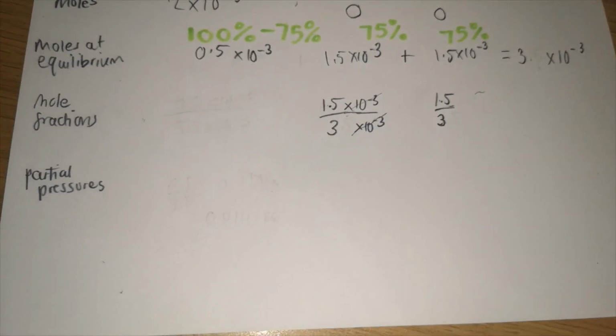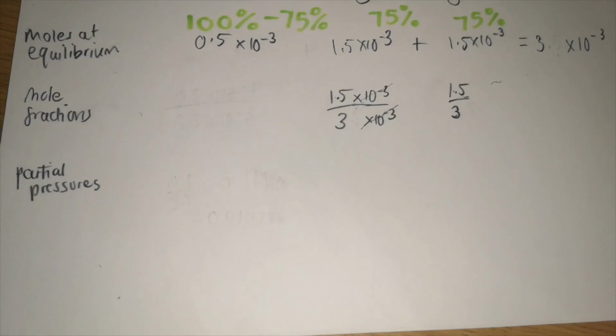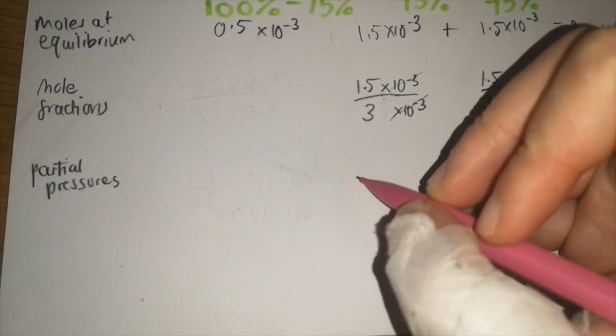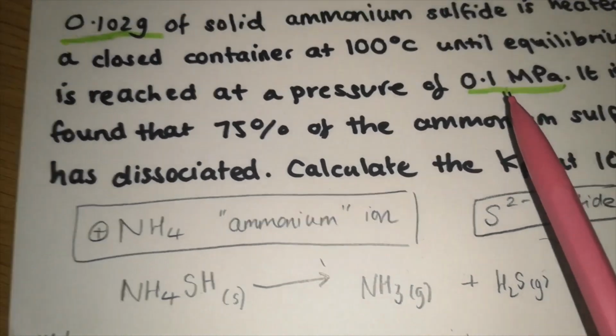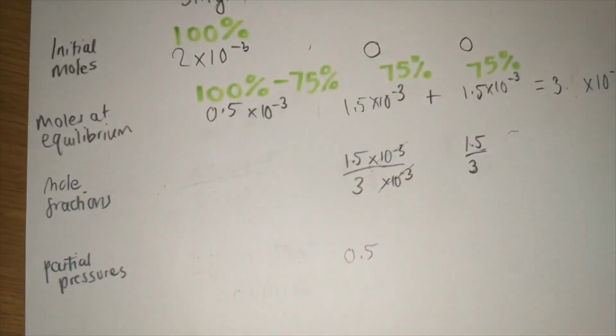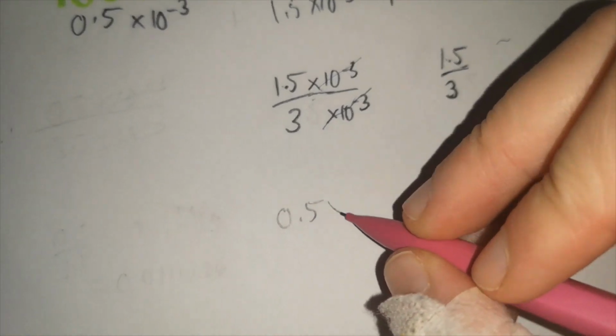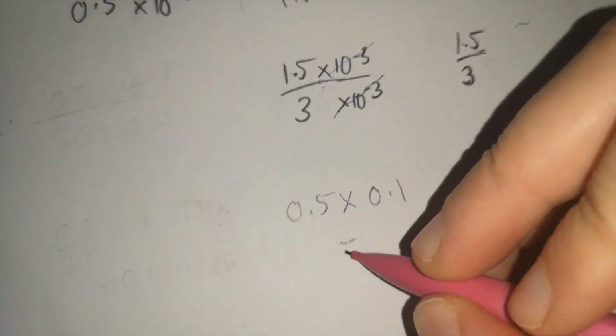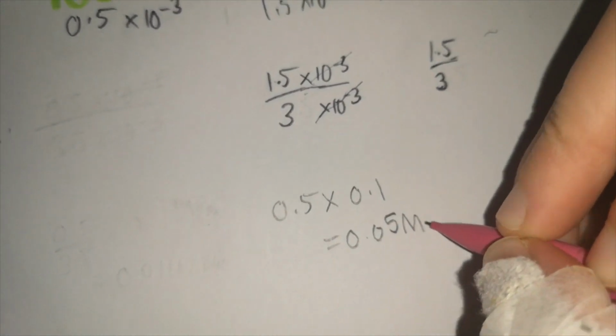This leaves us to calculate the partial pressures, which are going to be half, or 0.5, times by the pressure that we were given in the question for total pressure. We can see, just by looking, that would be 0.05 megapascals.